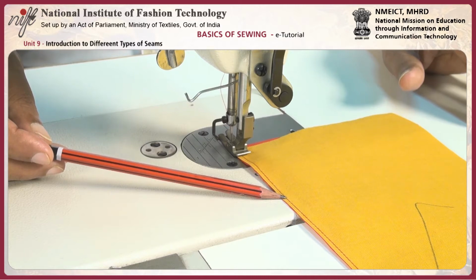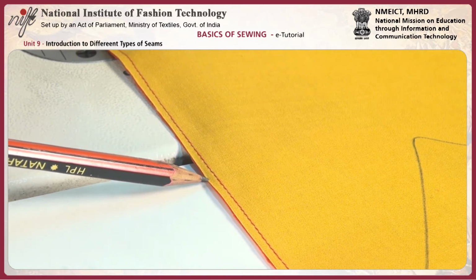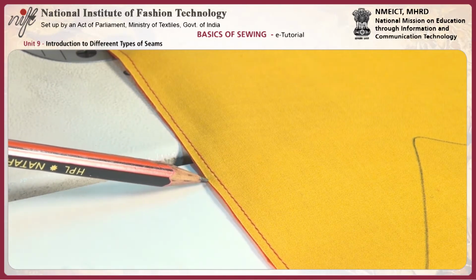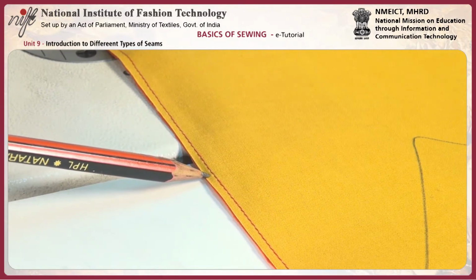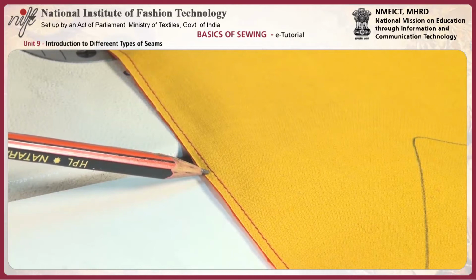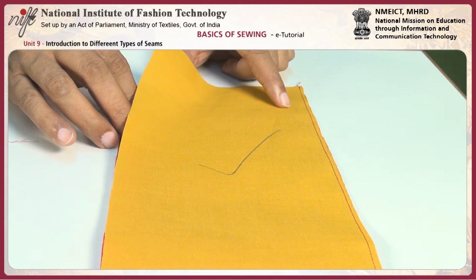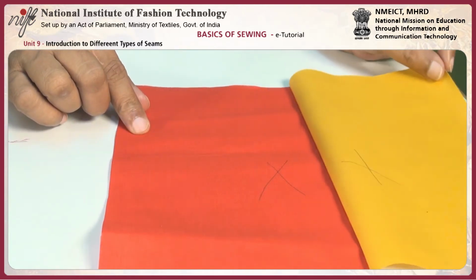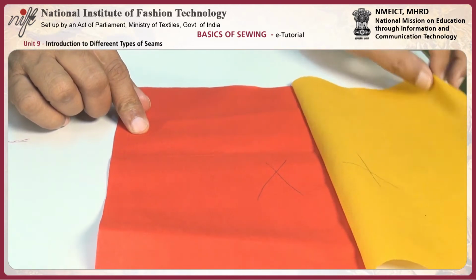Now the second operation, we will take a seam allowance of 6 mm. These are the raw edges and this area we call the seam allowance. From this point to that point the distance is 4 mm, which means less than half a centimeter. The first step we have already covered. Second step, open the ply. Now look here, the wrong side is visible here and the right side is on the bottom side.